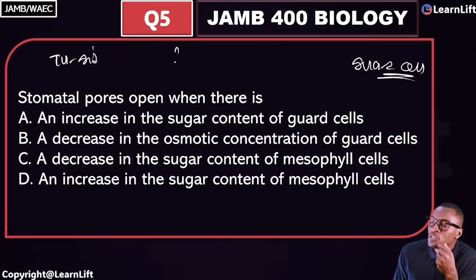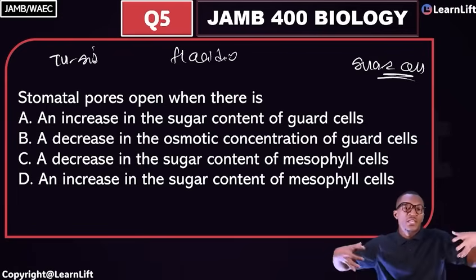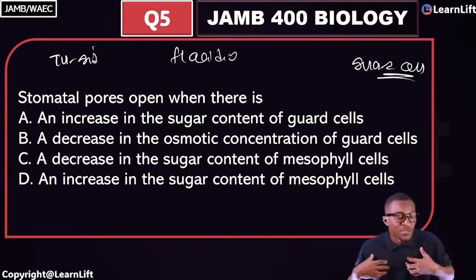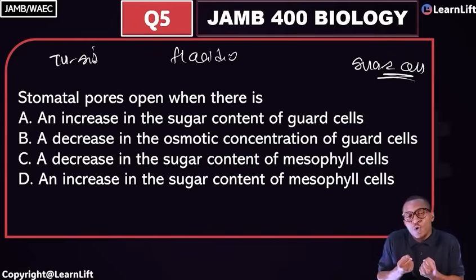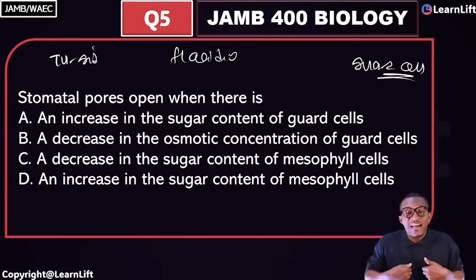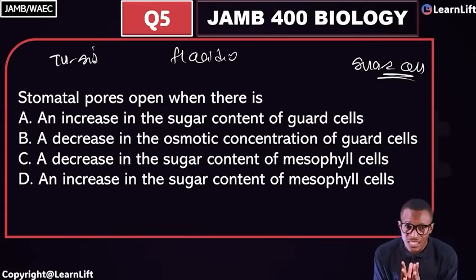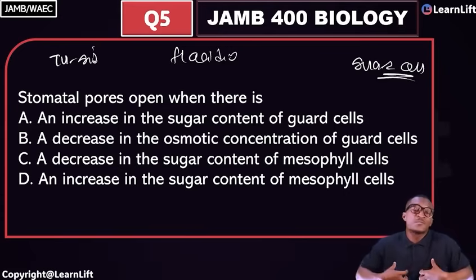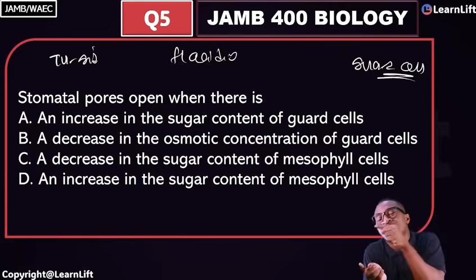And what causes closing? Flaccidity. I explained that. Now, what's turgidity? Swelling. And for you to swell, what happened? It means that the internal environment is more concentrated than the outer environment. When the internal environment of that guard cell is more concentrated, that means it has more solute than solvent.